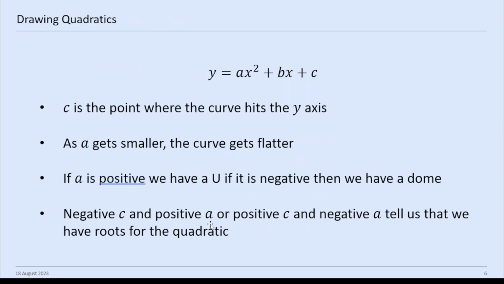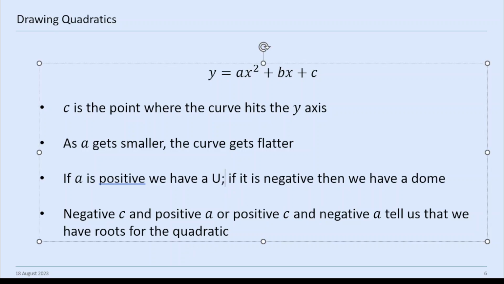Drawing quadratics, y equals ax squared plus bx plus c. C is the point where the curve hits the y-axis. As a gets smaller, the curve gets flatter, and as a gets bigger, the curve gets steeper. If a is positive, then we have a U-shape, and if it is negative, then we have a dome.